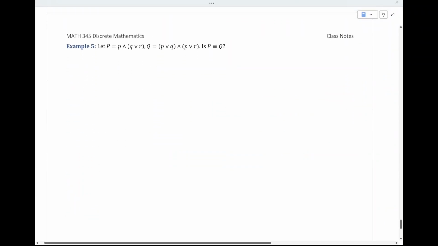We are moving on to example 5. This is the last one in this section. I'm going to let P be P or the quantity Q or R, and Q be P or Q and Q or R. Is P equivalent to Q? So in order to answer this question, I need to make a truth table. And I need to include P, Q, and R. And here I get to make my own truth table. So here's P, Q, and R. And I'm going to do all the combinations of P, Q, and R.